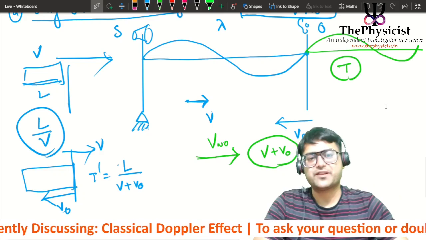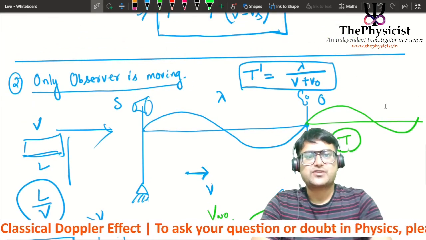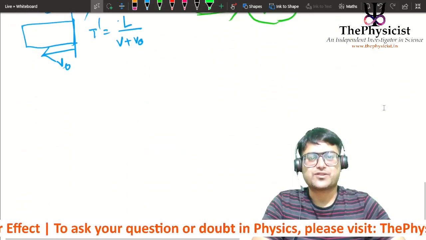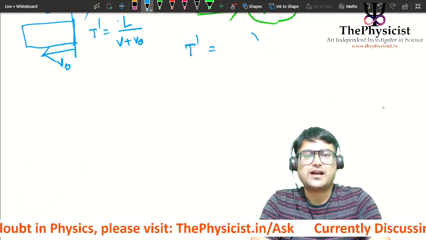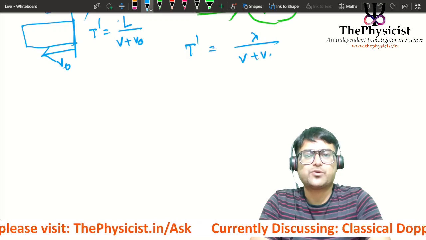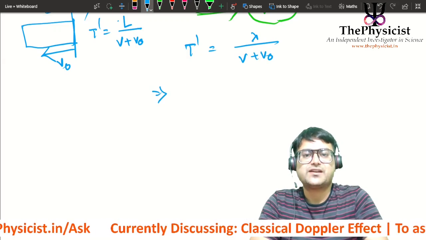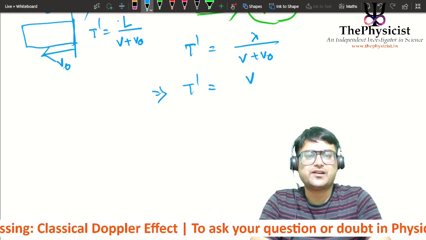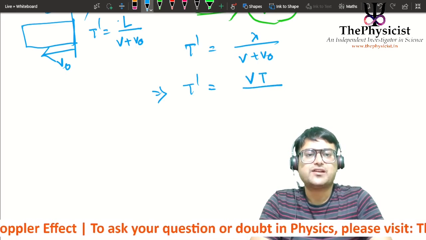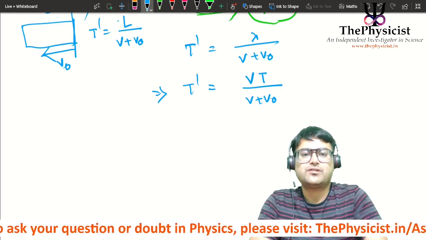Right? The same thing is happening here. So T dash is lambda by v plus vo. Hence, T dash is equal to lambda divided by v plus vo. We know lambda is v T, speed into the actual time period, divided by v plus vo.